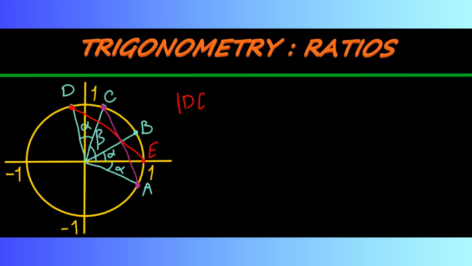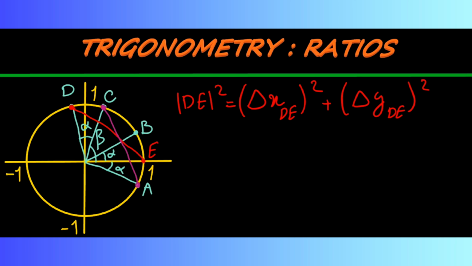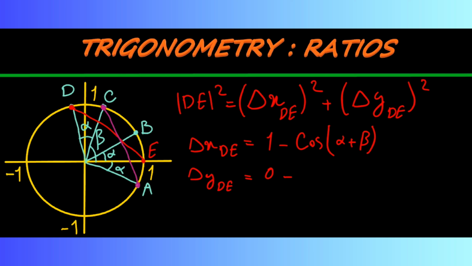Let's find the DE line length. Using Pythagorean theorem in Cartesian system, we can say DE squared is like a hypotenuse squared in a right triangle, which is equal to opposite squared plus adjacent squared. We're not talking about the angles in that triangle, but it would have made no change if we were.